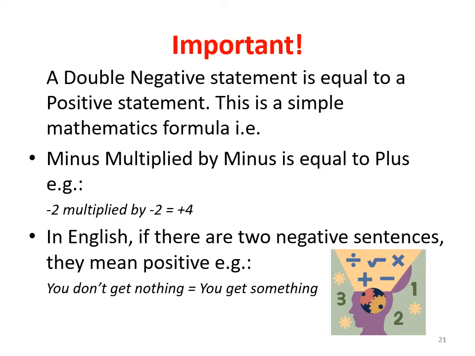In English, if there are two negative sentences, they mean positive. For example, you don't get nothing. I mean, this is the slang way of saying things, not the standard. So it actually means you get something. So negative makes it positive. So be careful about that.